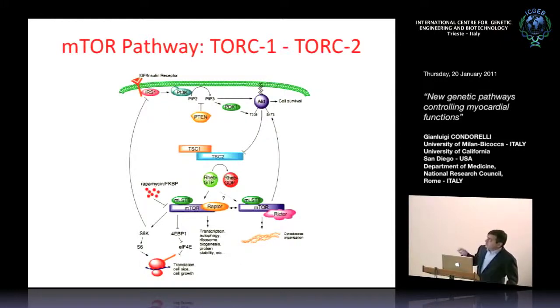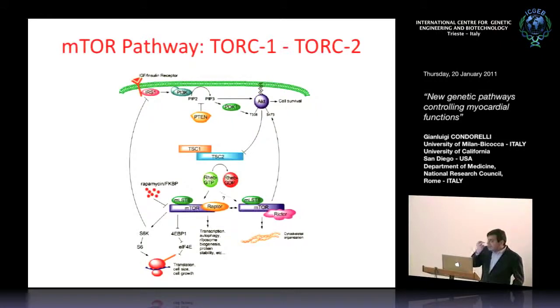So AKT, just to remind you, is phosphorylated at 308 by PDK1. And then once this happens, it is phosphorylated at 473 and then becomes fully activated. mTOR inhibitors are used in cancer. In particular, the rapamycin derivatives are used in many types of cancers, and the effect is thought to be dependent on the phosphorylation of 473.